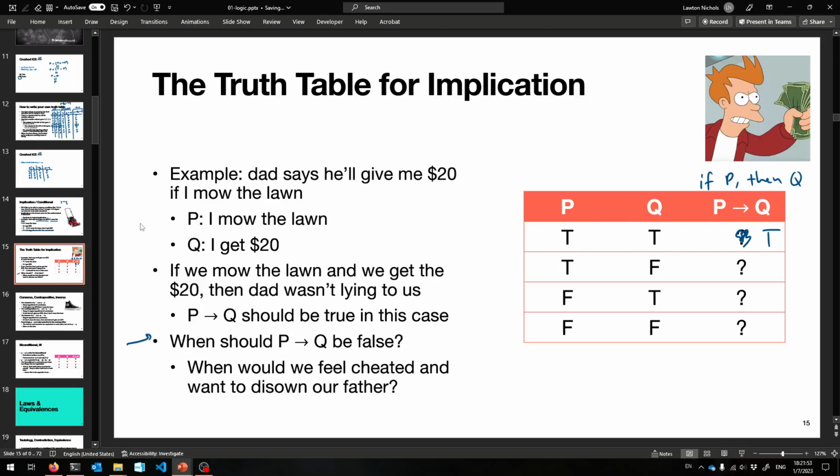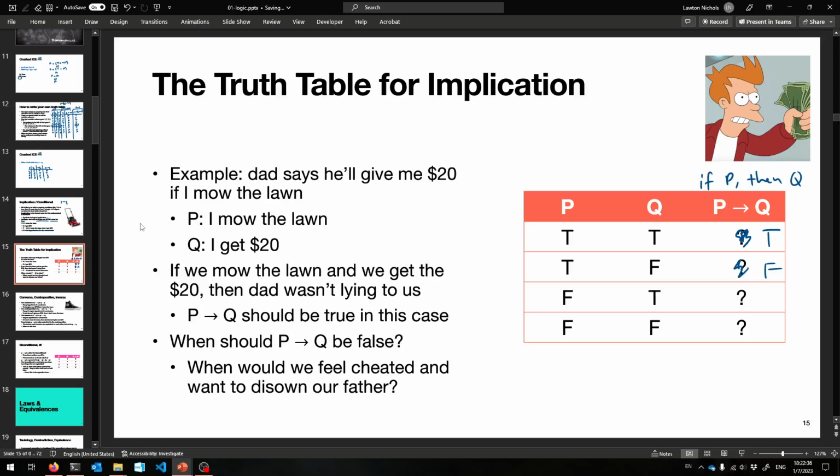You can next ask, when should P implies Q be false? When would you feel cheated? When would you think that Dad lied to you? If you think about it long enough, it's this case. You mowed the lawn, because that's P, and you didn't get $20, but Dad said, if you mow the lawn, I'll give you $20. This case is the false case. Does that make sense? Because Dad was lying. He was saying that P implies Q is true, a true conditional, but I upheld my hypothesis and did not get my conclusion. I mowed the lawn, I did not get $20, but you told me that if I mow the lawn, I get $20. So you were lying to me. P implies Q is false in that state.